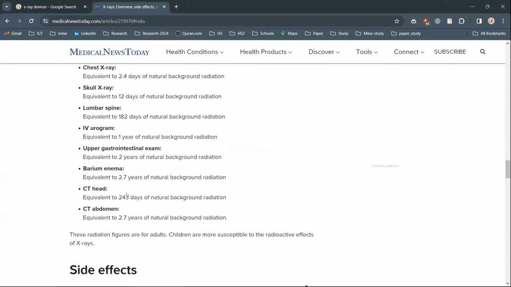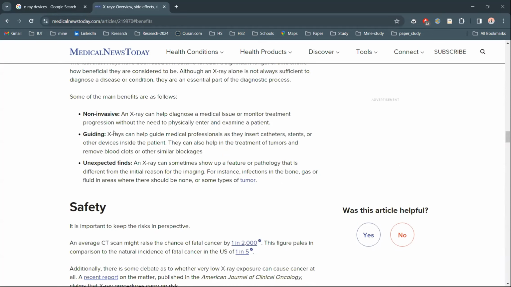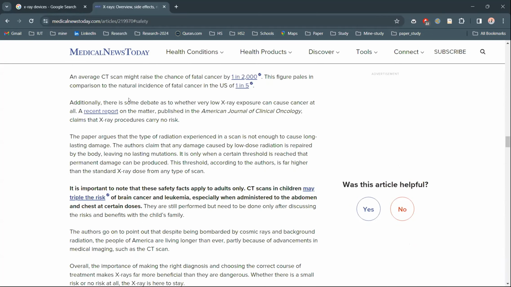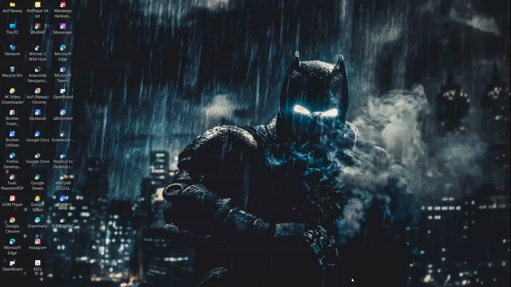Whenever you are doing this kind of X-ray or CT scan, the doctors have to be very cautious that they don't give you these things frequently. Only when it is extremely necessary should you go for an X-ray. And there are some side effects, and you can read about those things. Very straightforward, but do read. Okay, so this is within the syllabus. Any question?